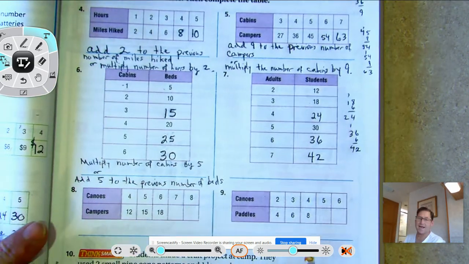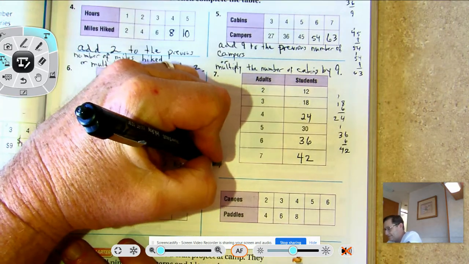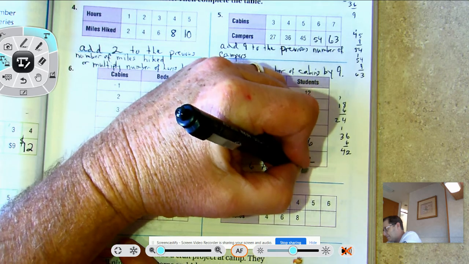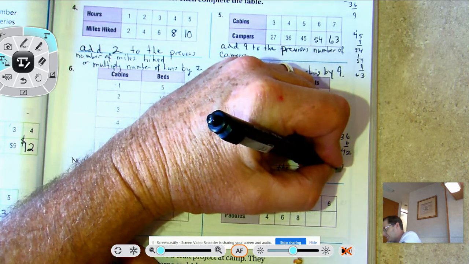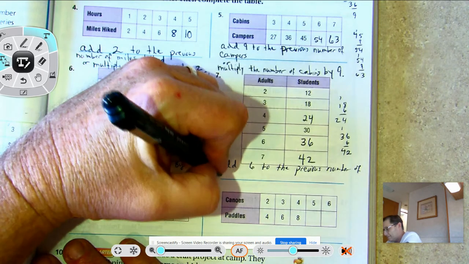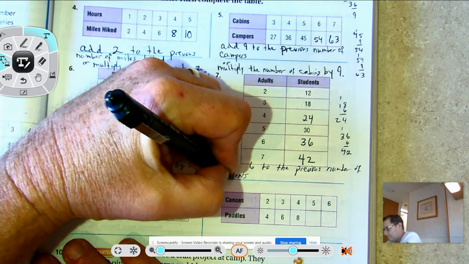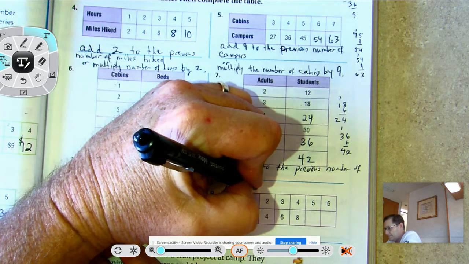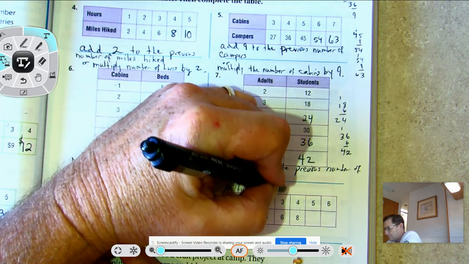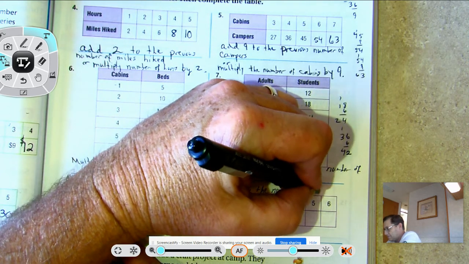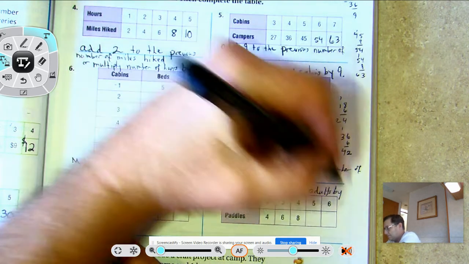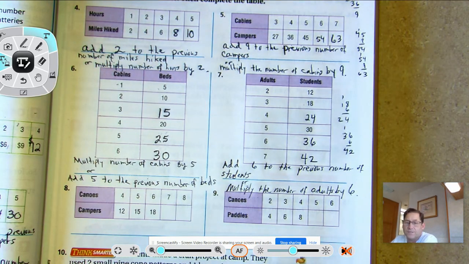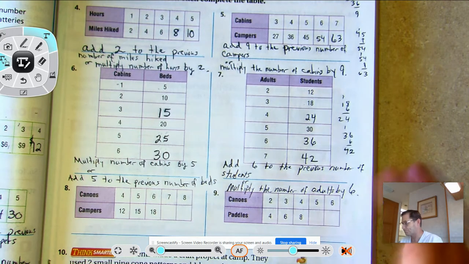Okay, so we're going to add 6 to the previous number of students, or multiply the number of adults by 6. 7 times 6 is 42. 6 times 6 is 36.